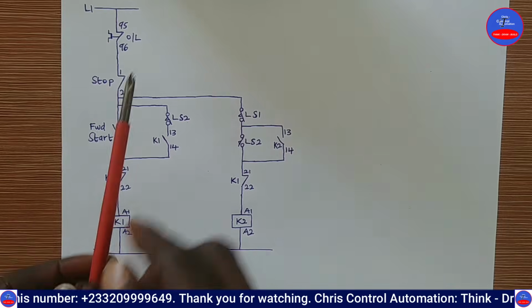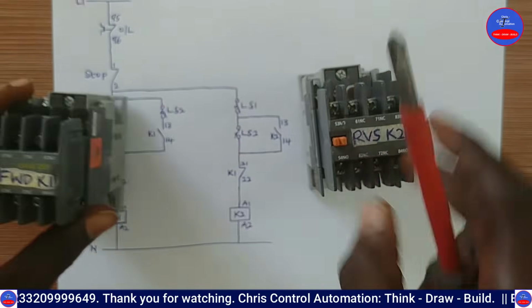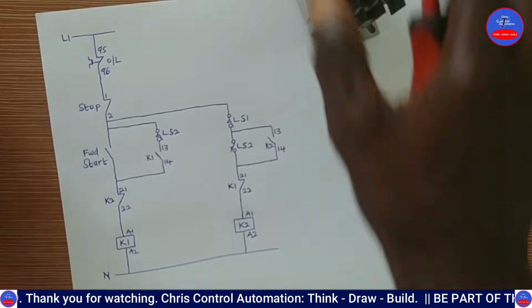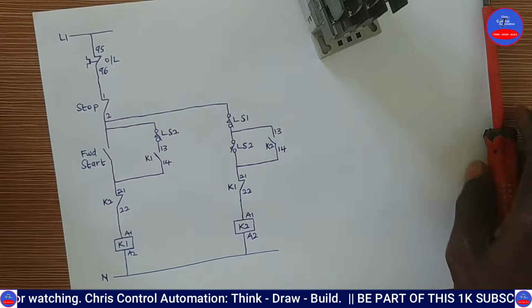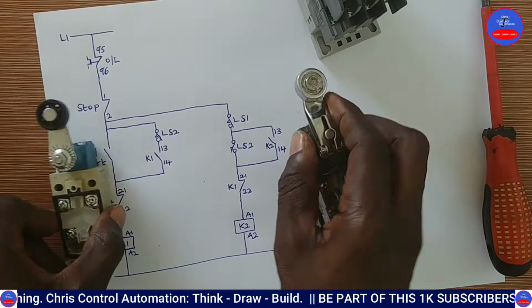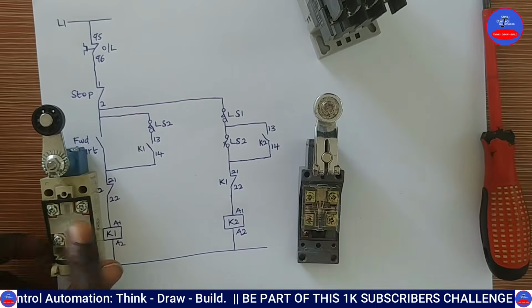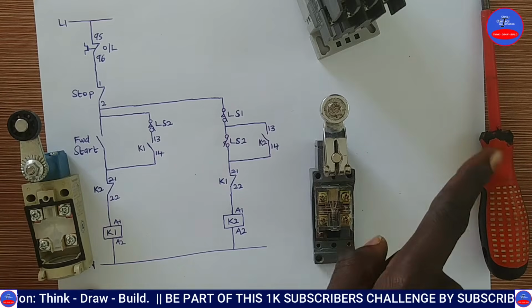Okay, now the motor is moving in the forward direction. Our forward contactor is now energized, so it means that the motor is moving in the forward direction. It is going this way, right? Now this is limit switch 1, this is limit switch 2. Now the motor is moving this way, right?